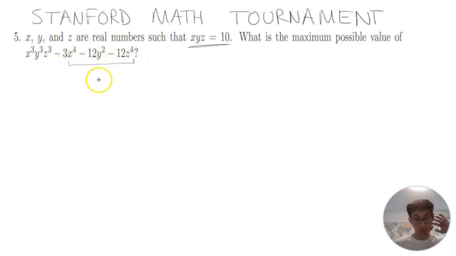It's 3x to the fourth plus 12y squared plus 12z to the fourth. So the exponents aren't the same either. There might be some weird stuff going on over there, but we'll find out.